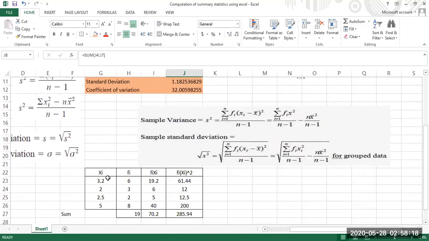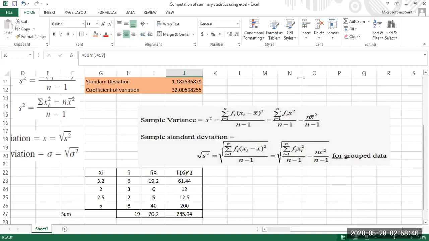You can see if I have my group data set, I just need to calculate two more columns where I multiply f with x. So you can see this is fx square. This is my fx square. This is 285.94. I can put this up here. And then n minus 1 would be 19 minus 1. So that will be 18. n is 19 here, 19 minus 1 here, and the x bar figure.